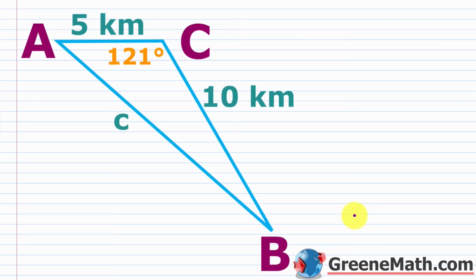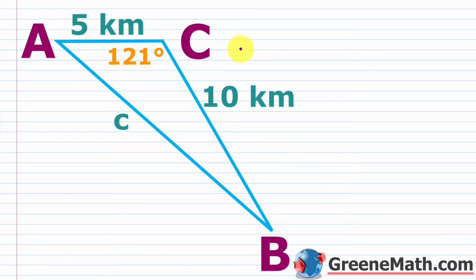So again, you sketch yourself a little diagram, and basically we have the side b here is going to be 5 kilometers. If I look at the side a here, it's 10 kilometers, and we know that C is 121 degrees. So again, you have this side here, you have this angle, you have this side here. Again, notice that the angle is between them, okay? It's very important.